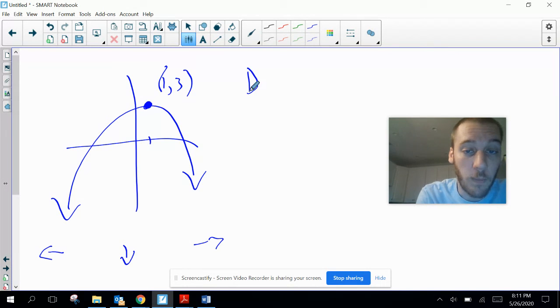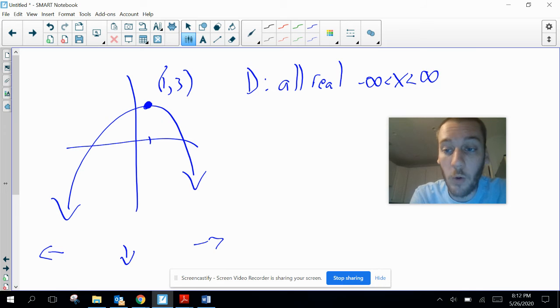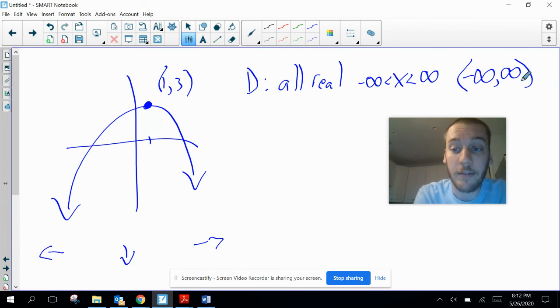So if I'm looking at the domain, it's either going to be all real. You can just write all real. It could be that x goes from -infinity to positive infinity, or you could write it with interval notation. It goes from -infinity to positive infinity, and if you have infinity, it's always going to have parentheses. Never put brackets on infinity because you can't touch it. If you can't touch it, then it gets a parenthesis. If you can touch it, then it gets a bracket.